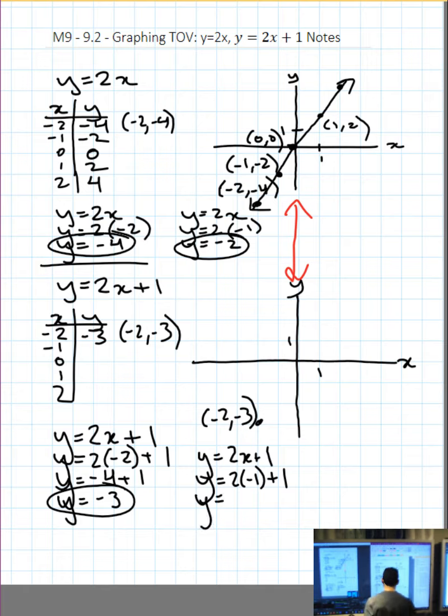I'm going to do this one in my head. 2 times negative 1 is negative 2, plus 1 is negative 1. Or use your calculator. Circle your answer. Put it in the table. Whoops. Oh, excuse me. Perfect. Negative 1, negative 1. I'm going to move that up a tiny little bit.